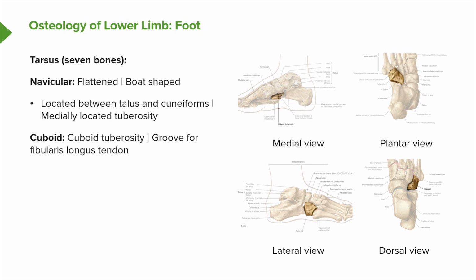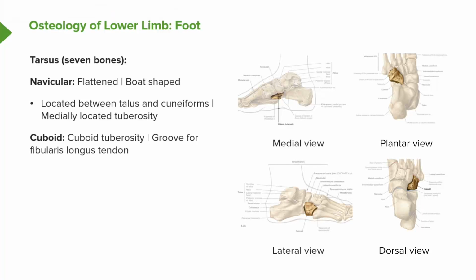If we then look at the cuboid bone, we can see the cuboid is located in between the calcaneus and the 4th and 5th metatarsals. Medially, we would have the lateral cuneiform bone. So here we can see the cuboid.